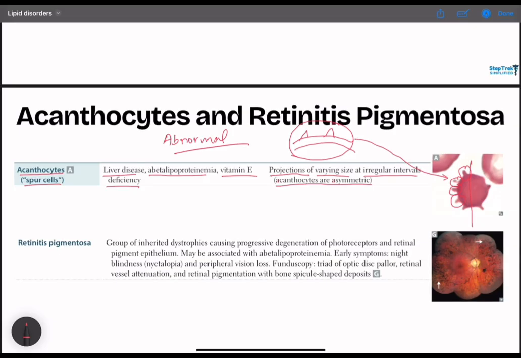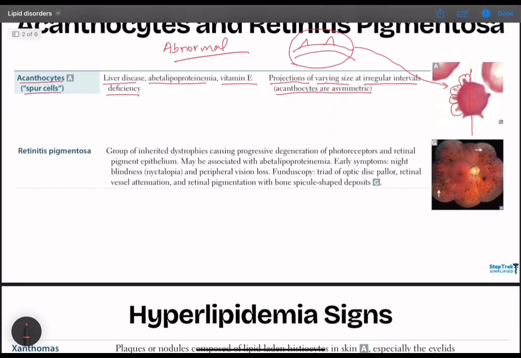And then we have a retinal condition, also a characteristic feature of abetalipoproteinemia, which is retinitis pigmentosa. It is a group of inherited dystrophies causing progressive degeneration of photoreceptors and retinal pigment epithelium. It may be associated with abetalipoproteinemia, and the early symptom is night blindness. So these patients will have night blindness as well as peripheral vision loss.